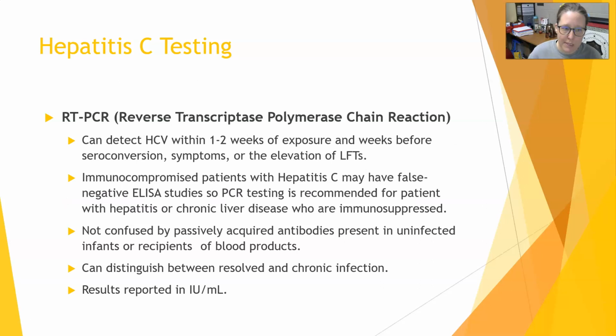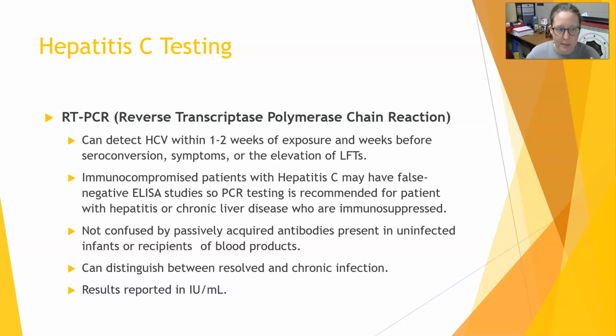RT-PCR is reverse transcriptase polymerase chain reaction for hepatitis C. It can detect hepatitis C virus within 1 to 2 weeks of exposure and weeks before seroconversion, so that's before the antibodies are detectable, and weeks before symptoms or elevations of LFTs. Immunocompromised patients with hepatitis C can have false negative ELISA studies, so PCR testing is recommended for patients with hepatitis or chronic liver disease that are immunosuppressed.